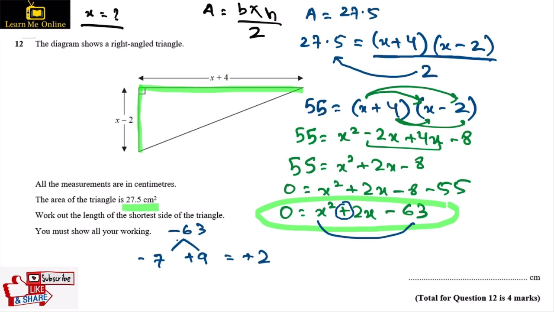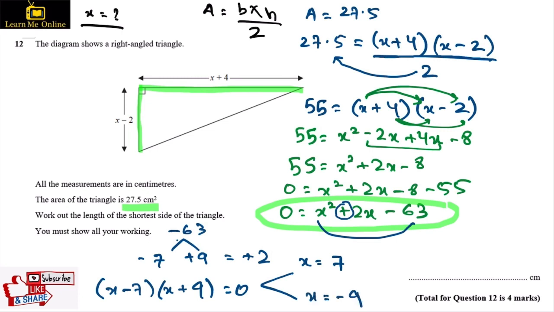So when you write it down in the two brackets form, it would be x minus 7 here and x plus 9 here. Both of them are equal to 0. You get the two x values from here, which would be x equals 7 and x equals minus 9. Now, if you sub in minus 9 in here, you get the length negative, and the length can't be negative, so we'll be ignoring this one. And we are taking x equals 7.